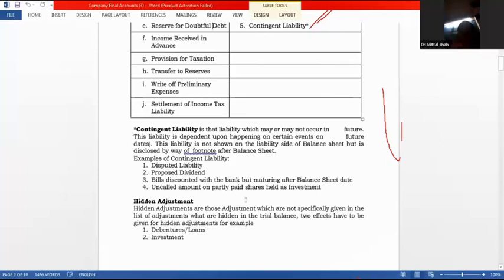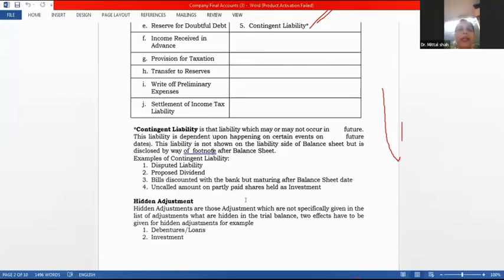Contingent liability you always write at the end of the notes to accounts. Last, you will write if there is any dispute. Suppose any proposed dividends are there, this is a kind of footnote. So assume that you are having 15 notes to accounts, so the 16th will be contingent liability. Generally it is disputed liabilities, proposed dividend, a bill discounted with the bank, any unclaimed amount of shares. Contingent liabilities means it may occur, it may not occur in the future. You are not sure whether it is your liability or not.